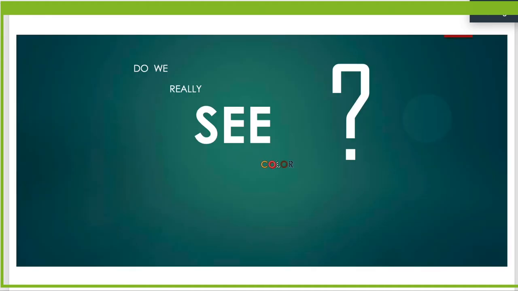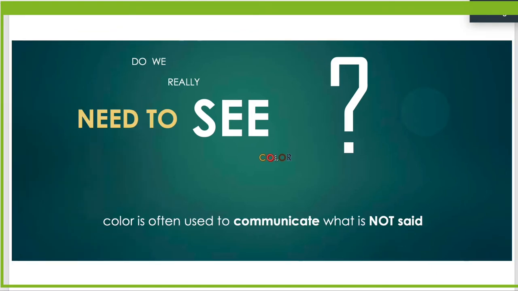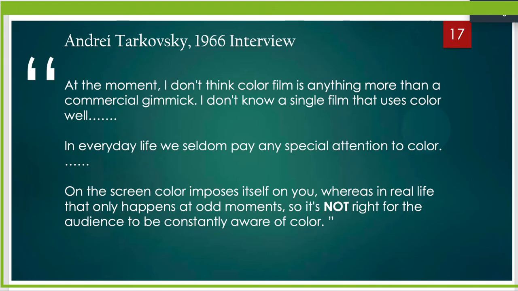But do we actually see the color? Is this something that is intrinsically a part of our training? Is this something that is embedded in us culturally? Is this something that is on impulse, something that we revert to physiologically in our bodies? And furthermore, do we really need to see that color in order to understand the narrative? As a viewer, no. But as an artist, absolutely. So color is often used to communicate what is not said, okay?